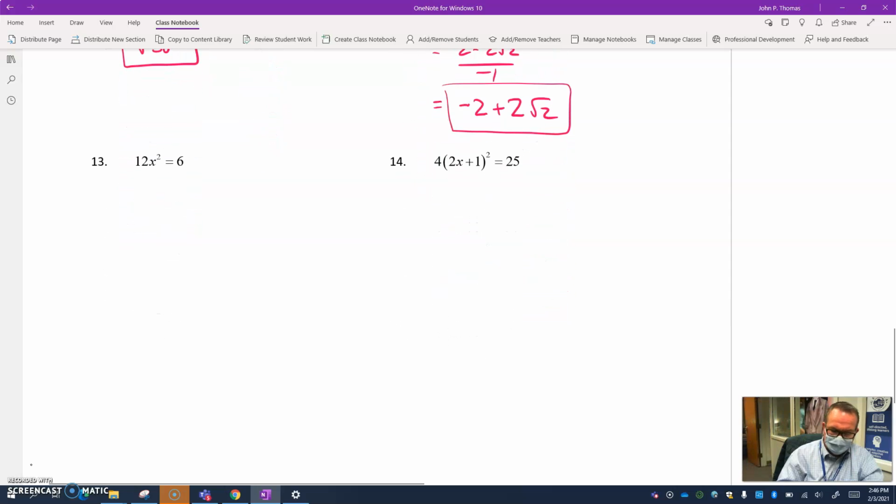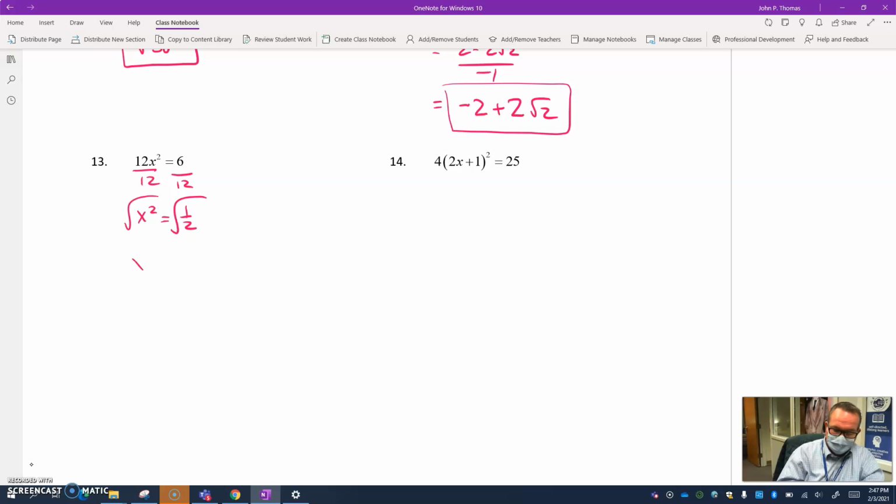If I go to 13, 13 and 14 are really just quick solving quadratics where we don't need to use factoring or the quadratic formula. They're places where we can take the square root of both sides. So in 13, divide both sides by 12 to isolate the x squared. And then I'm going to take the square root of both sides.